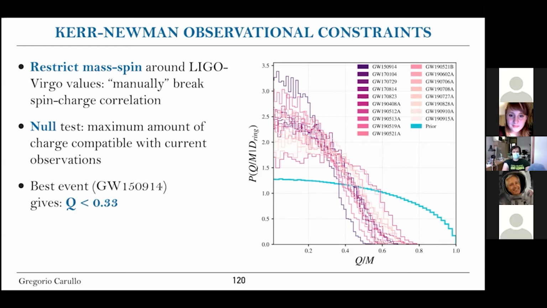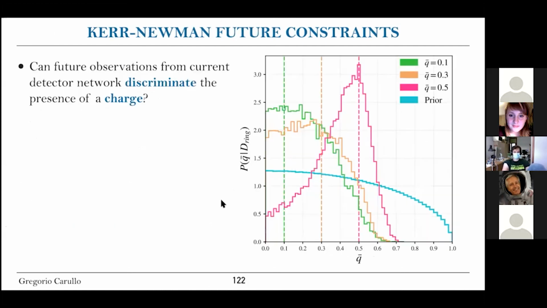And the prior again is the blue, and these are all the curves for the different events. And GW150914 is still the strongest constraint here. So you can get a quite good constraint. Of course, you're making a strong assumption, which is kind of a null test of this prediction. But once you cannot measure it with current observations, so these are the observations we already got, and also you have no evidence from Bayes factors, the next question is, can we discriminate the presence of the charge with future observations?